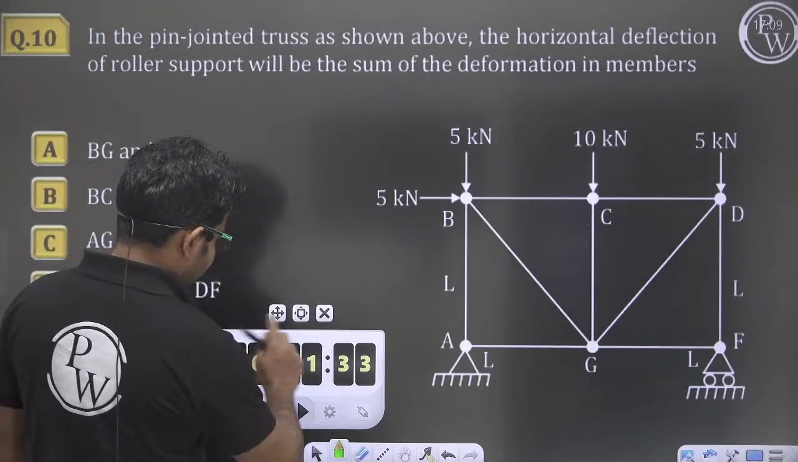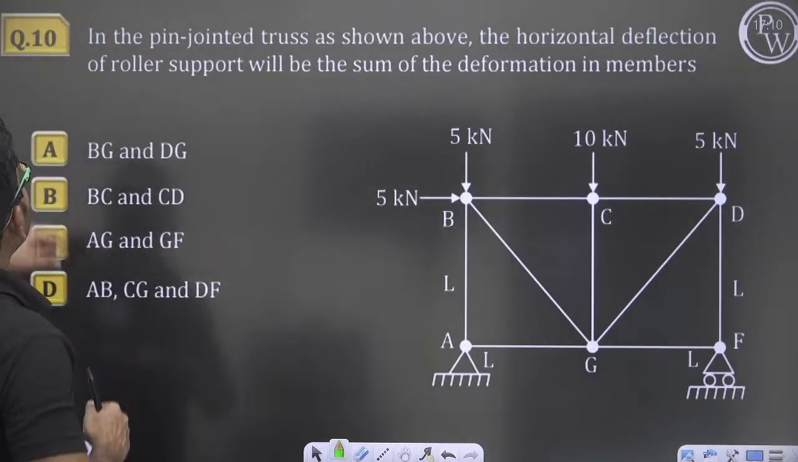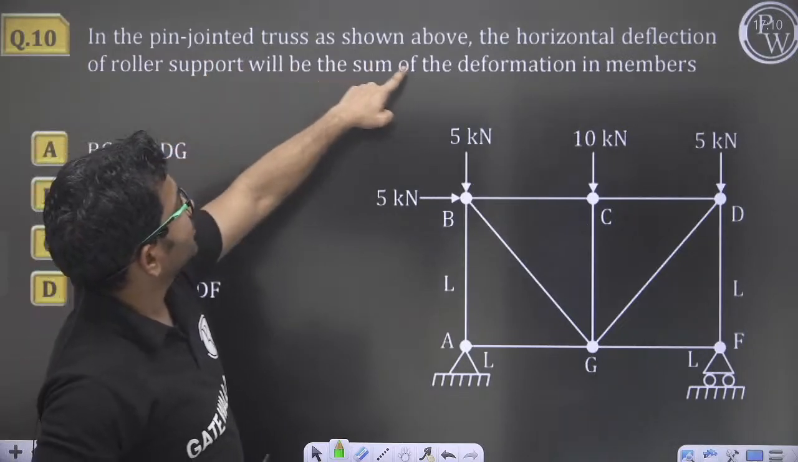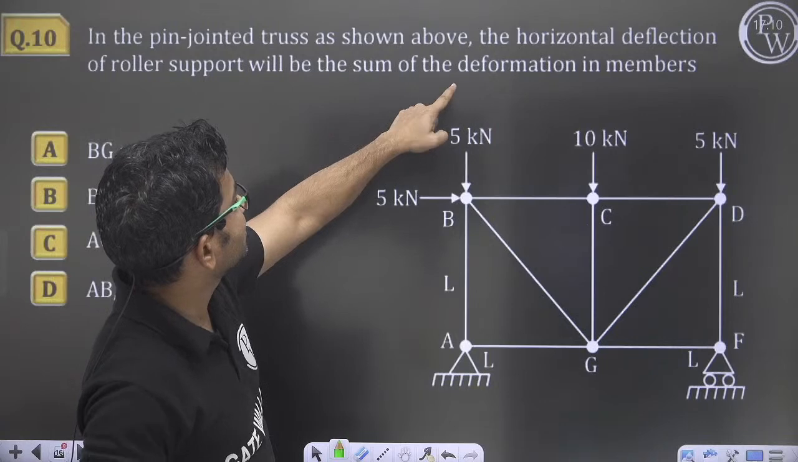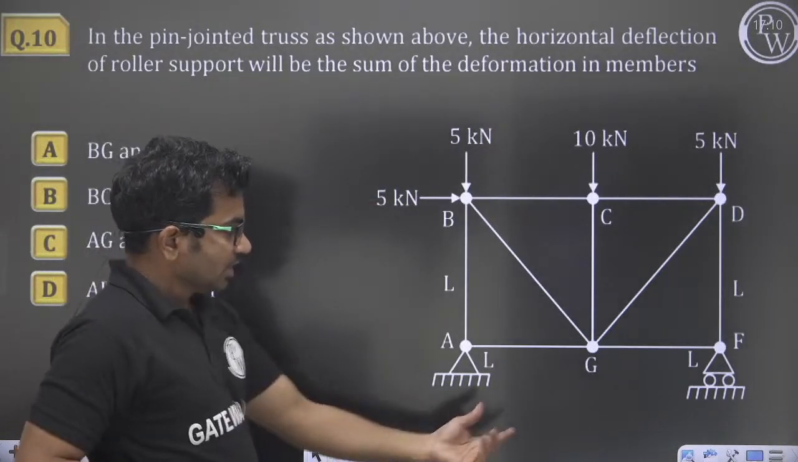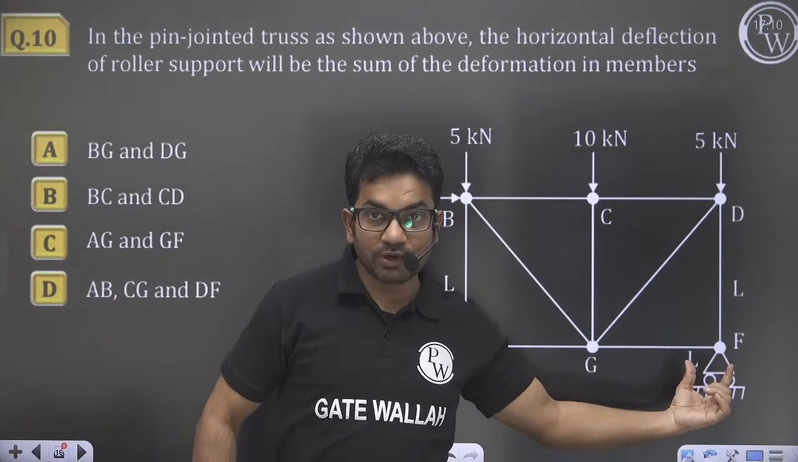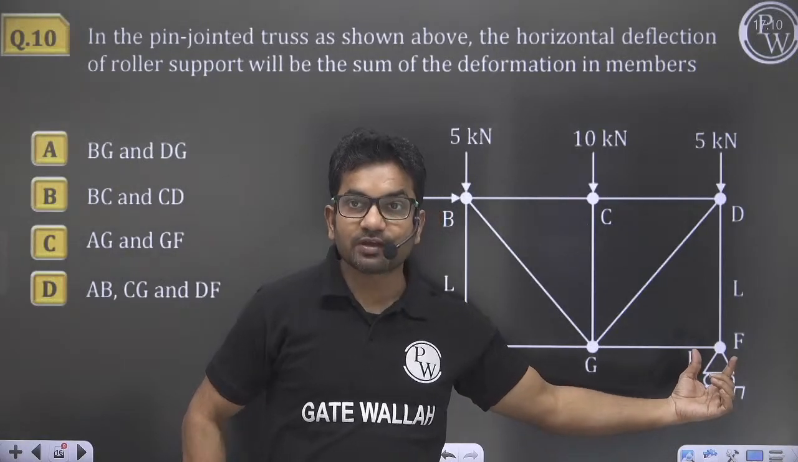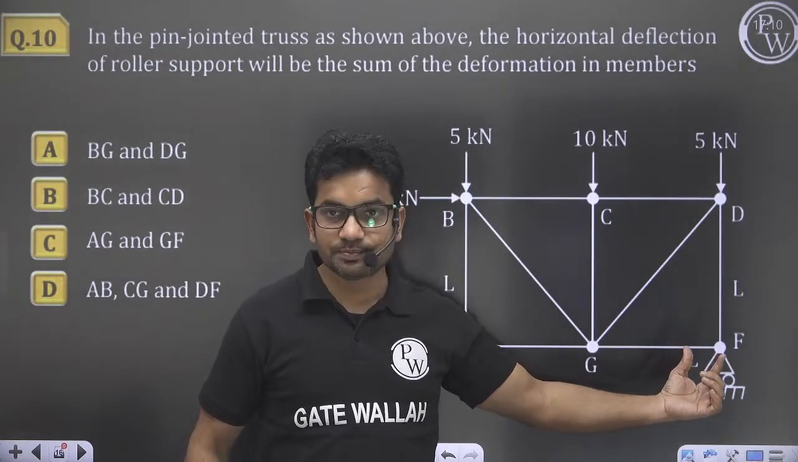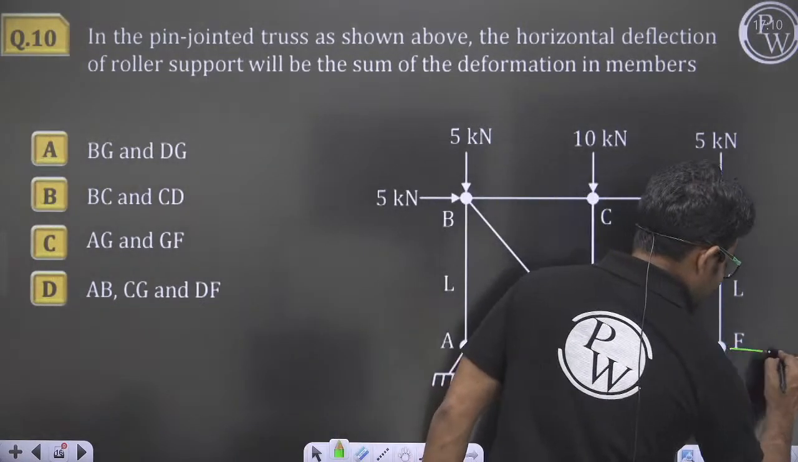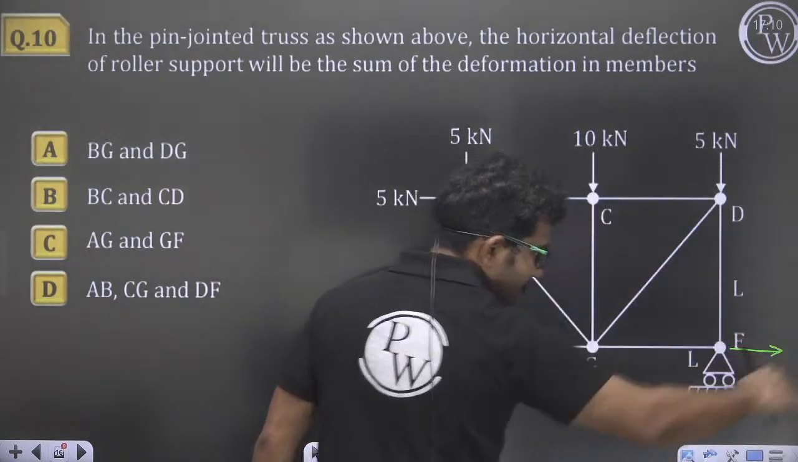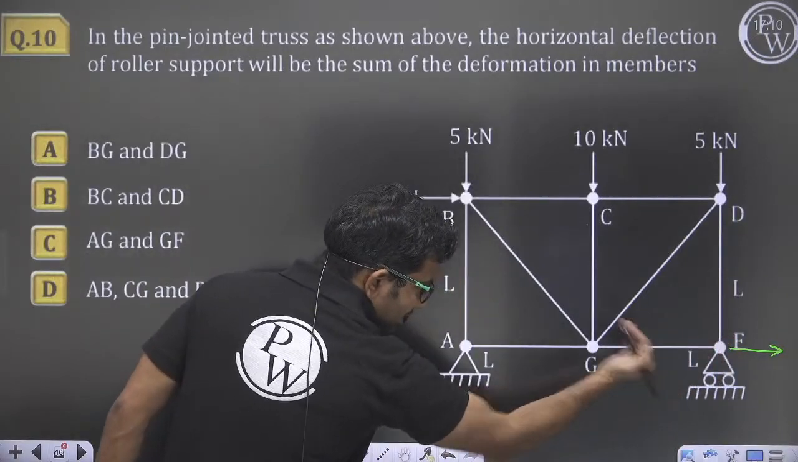Okay, so let us solve this question. Here in the pin jointed truss as shown above, the horizontal deflection of roller support will be the sum of the deformation in members. So this is the support. If this support is moving, in which direction will this joint move? Either it will move exactly horizontal in this direction, or exactly horizontal in this direction.